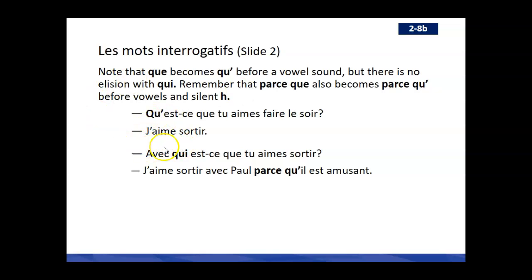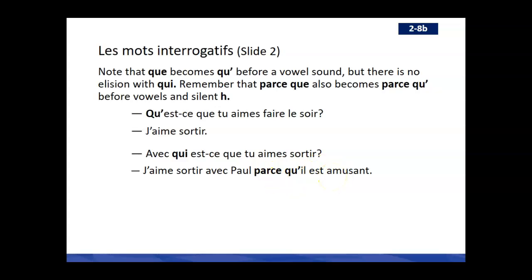I like to go out. J'aime sortir. Avec qui est-ce que tu aimes sortir? So, notice this one does not have an elision like that. J'aime sortir avec Paul parce qu'il est amusant. Okay, so I like to go out with Paul because he is fun.